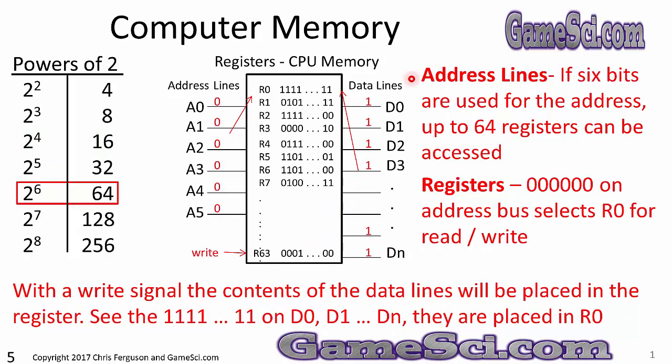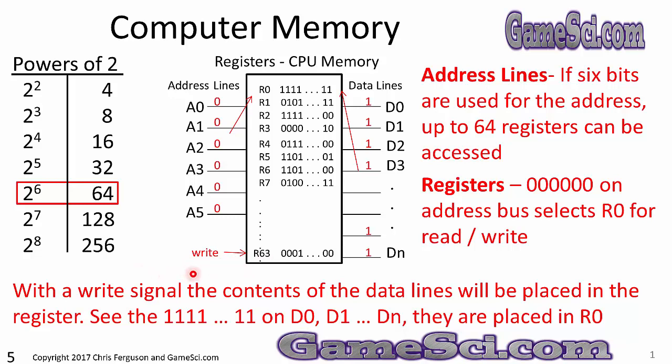Address lines. If 6 bits are used for the address, up to 64 registers can be accessed. As far as the registers go, all zeros on the address bus selects R0 for read-write. 2 to the 6th power is 64. If I have 6 address lines, A0 through A5, I can have up to 64 registers that I can access, R0 through R63.